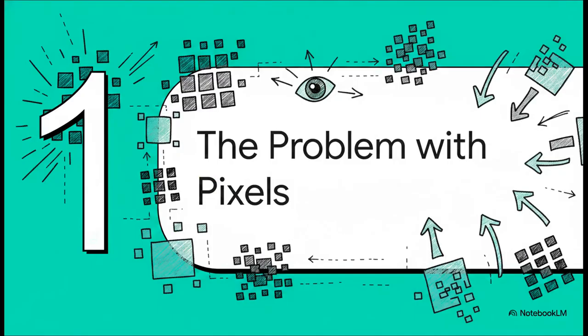All right, so let's get right to the heart of the problem. It all boils down to pixels. See, for a machine, an image isn't really a picture at all. It's just this massive grid of numbers. And trying to find a coherent pattern in all that raw data, it's like trying to read a novel that's been written out as one single million-digit number. It's just not going to work.